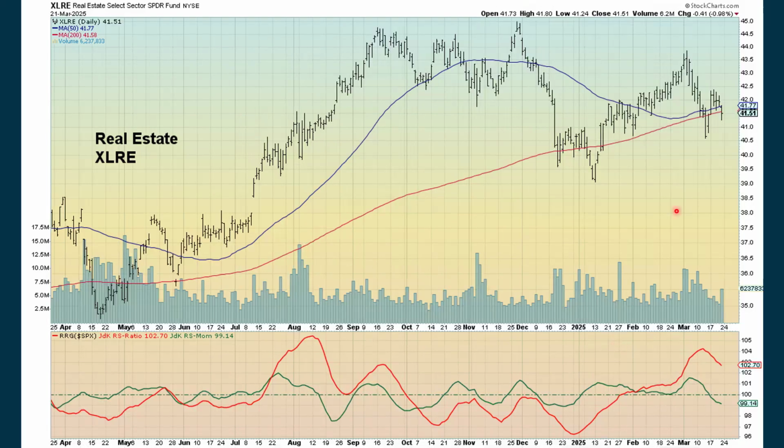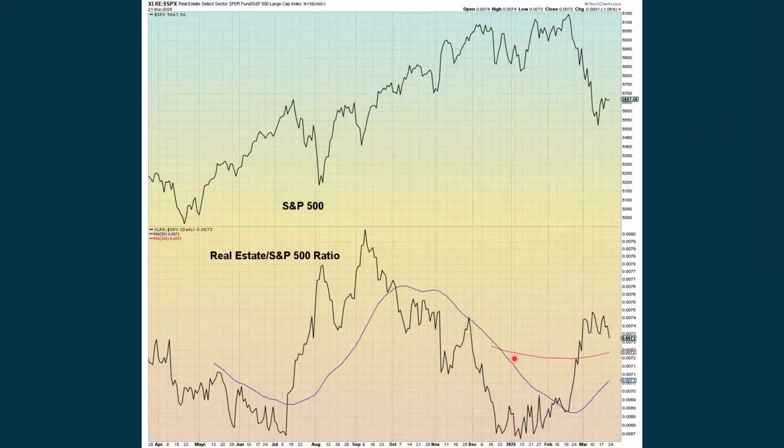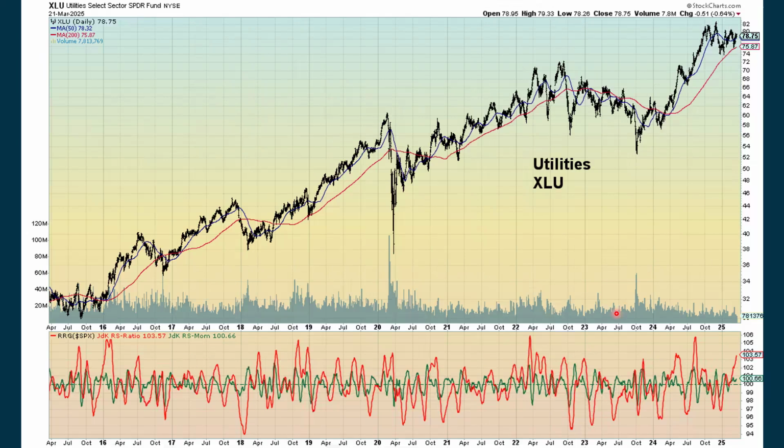All right, and then real estate coming down, the 50 and the 200-day moving averages are very close to each other, but still in an uptrend. And it had been underperforming the S&P, but lately bouncing back up. This is considered more inflationary. And as interest rates were coming down, that helps real estate to go up.